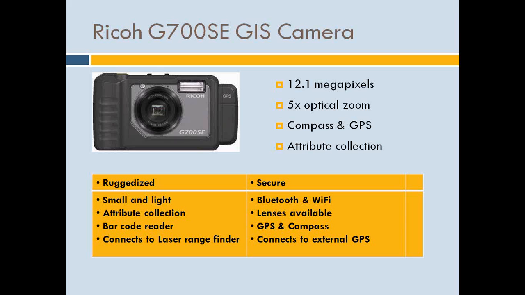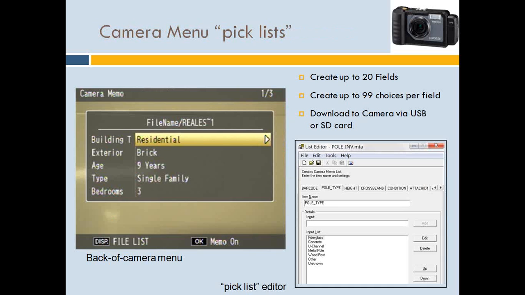First, the Ricoh camera, the G700, is a specially designed GPS camera that captures high-resolution photographs, barcodes, GPS locations, compass direction, and up to 20 descriptive attributes for any photo. It is also ruggedized to military specifications, being water, dust, chemical, and shock resistant.